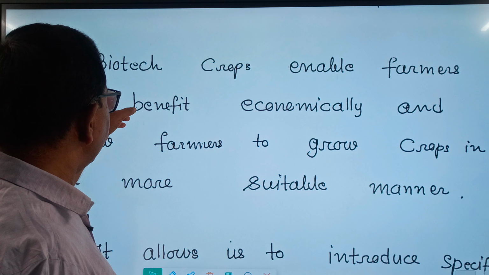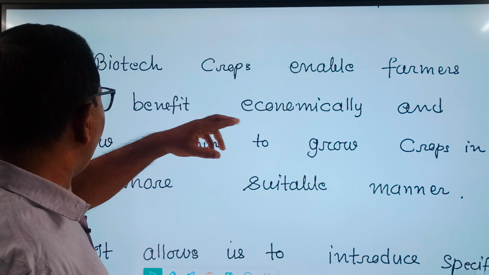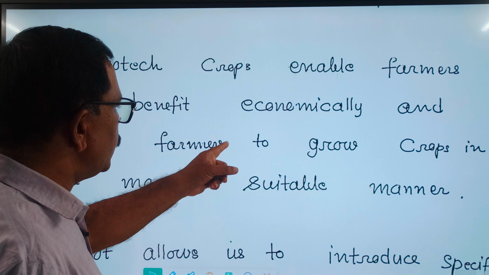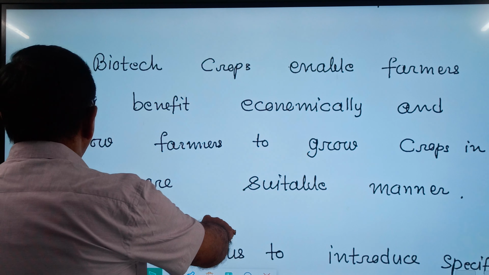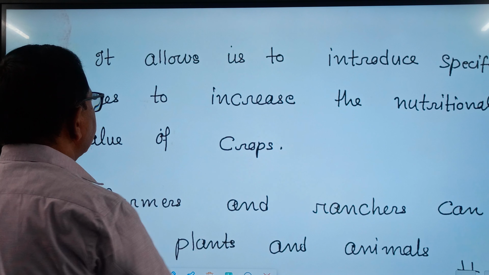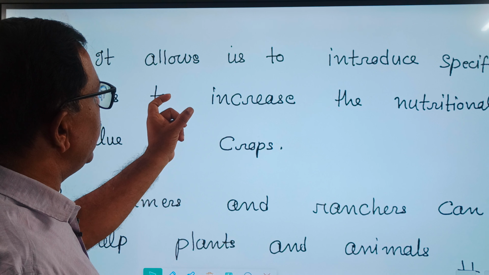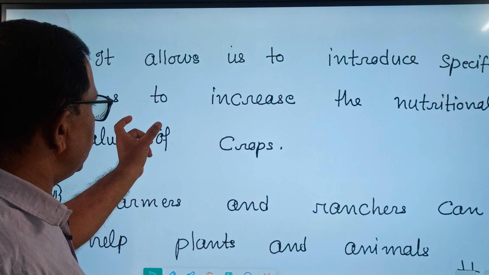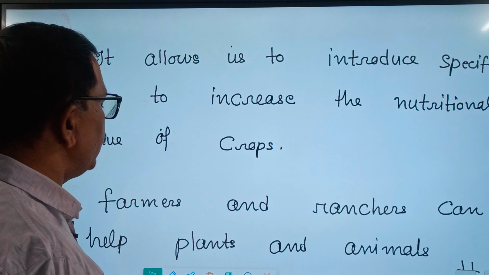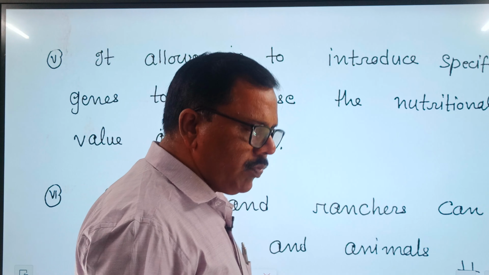Fourth point you write over there, the biotech crops enable farmers to benefit economically and allow farmers to grow crops in a more suitable manner. The fifth point over there, biotech allows us to introduce specific genes to increase the nutritional value of the crops. You write as per the need of question number 5.